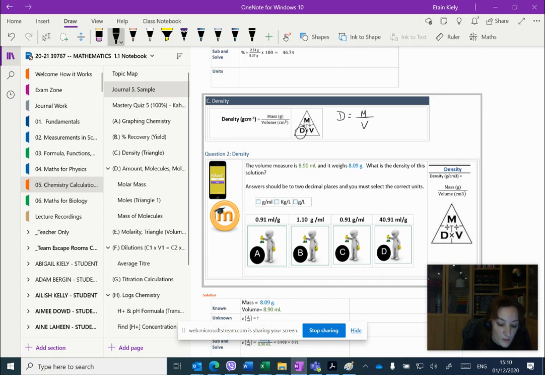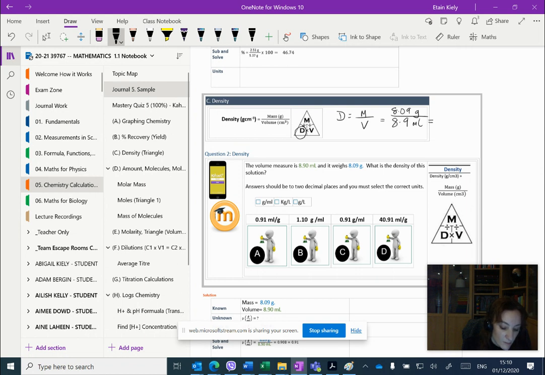So what we're going to do is read down to our question and identify these elements. The volume measured is 8.9, so we can plug that in, 8.9 milliliters. And the mass is 8.09 grams here. And you're looking for the density.